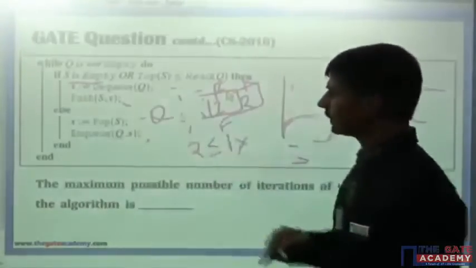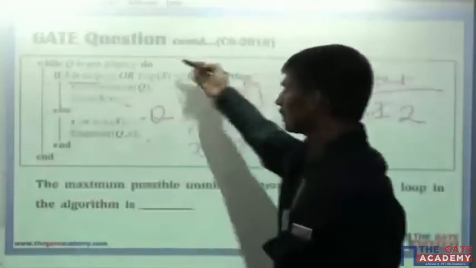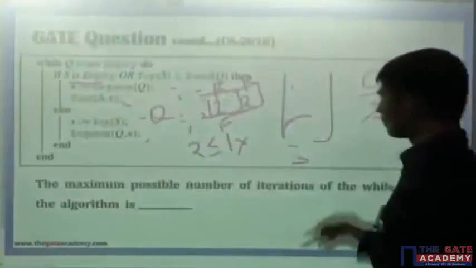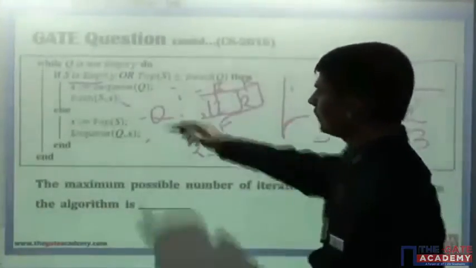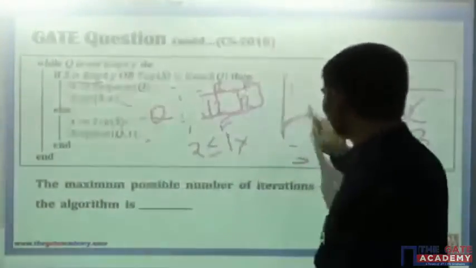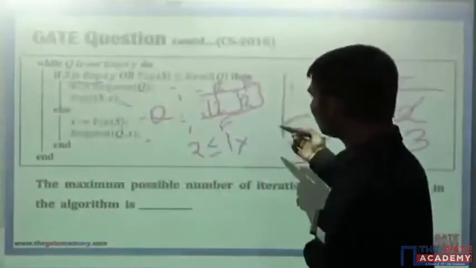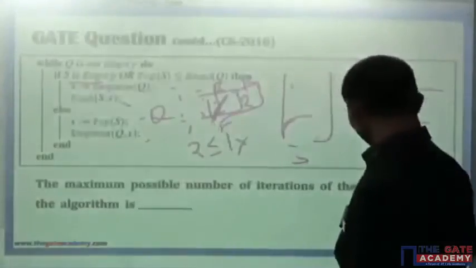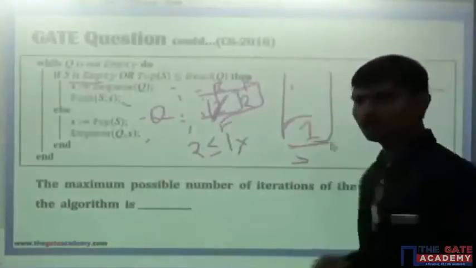So you inserted. After that, again you go back and check while Q is not empty, and again the condition is true. So count becomes 3. Then you go inside. If S is empty, and now the stack is empty, so what will you do? You will delete the element from the queue and push it to the stack.